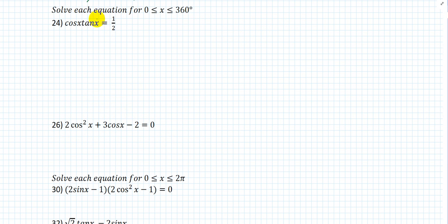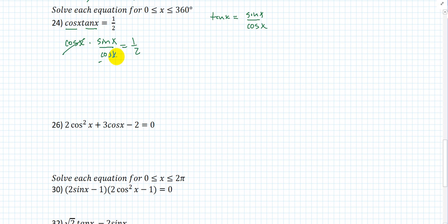Okay, so now we have 24: cosine x times tangent x equals 1/2. We're only dealing with x between 0 and 360. So we actually solve for x, and then we'll just double check where we're at. Hopefully this one is straightforward for you, and you remember that tangent x has to be equal to sine x over cosine x. So this just becomes cosine x times sine x over cosine x equals 1/2.